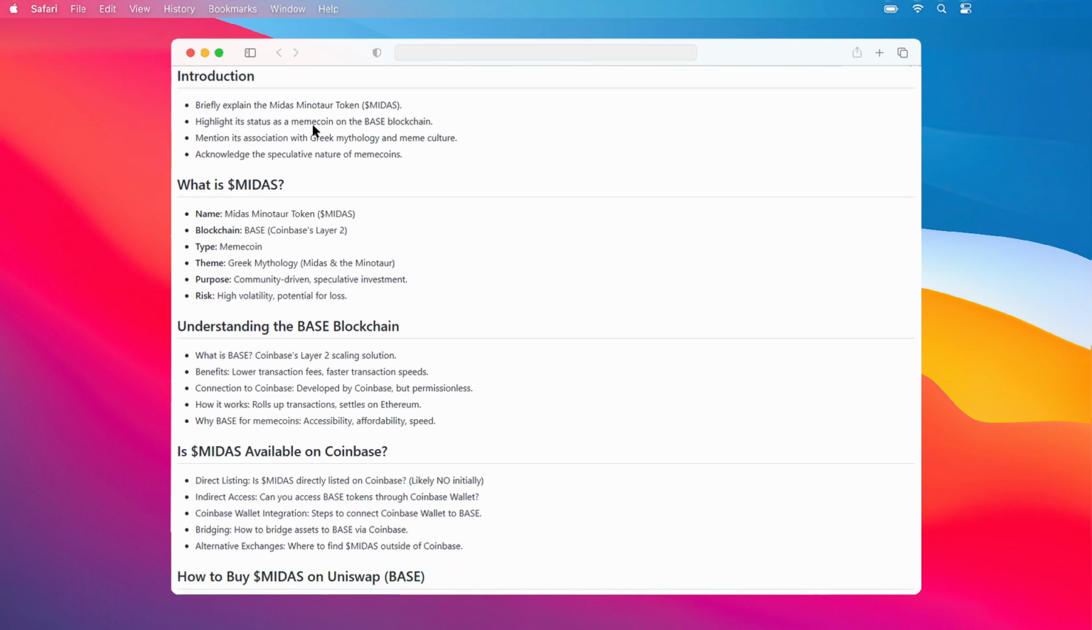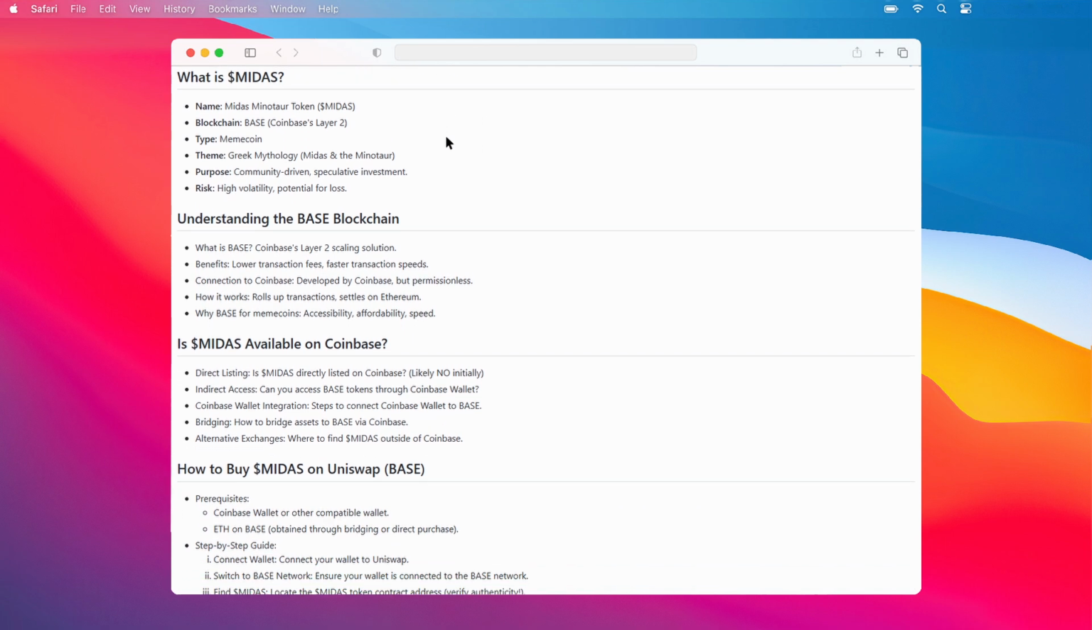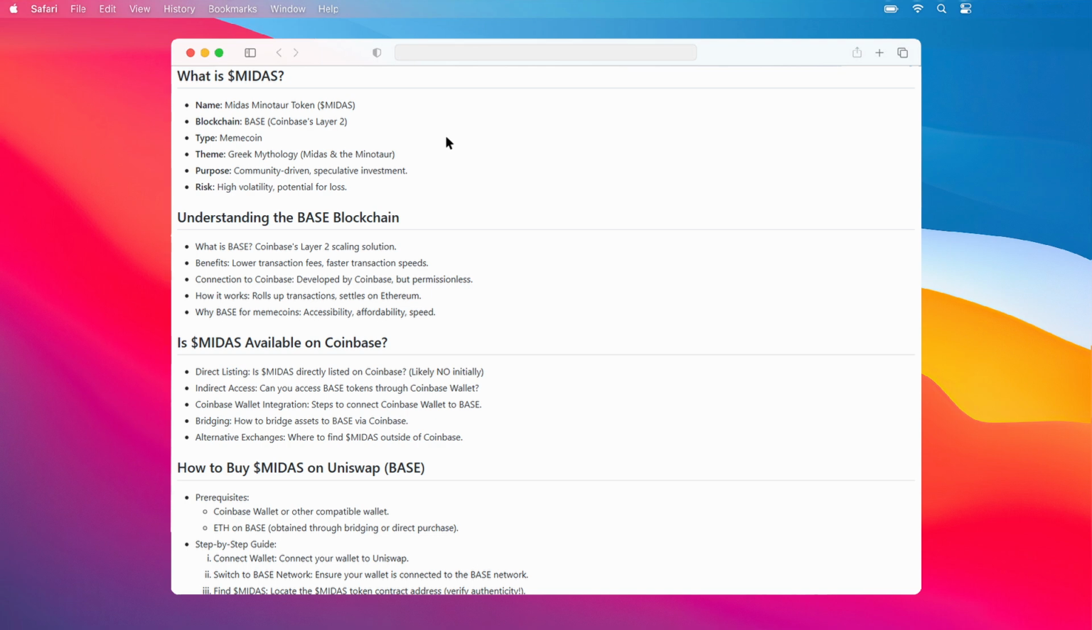Today, we're diving into the Midas Minotaur token, also known as $Midas, a meme-coin operating on the Base blockchain. Let's explore what $Midas is all about. It's a meme-coin named the Midas Minotaur token, represented by the ticker $Midas, residing on the Base blockchain, which is Coinbase's Layer 2 solution. It embraces a theme of Greek mythology, specifically Midas and the Minotaur, aiming to build a community-driven and speculative investment. However, it's crucial to acknowledge the high volatility and potential for financial loss associated with this type of investment.